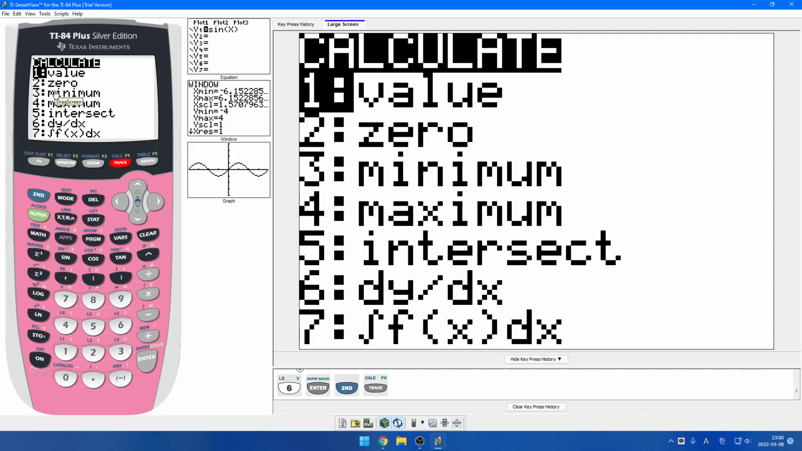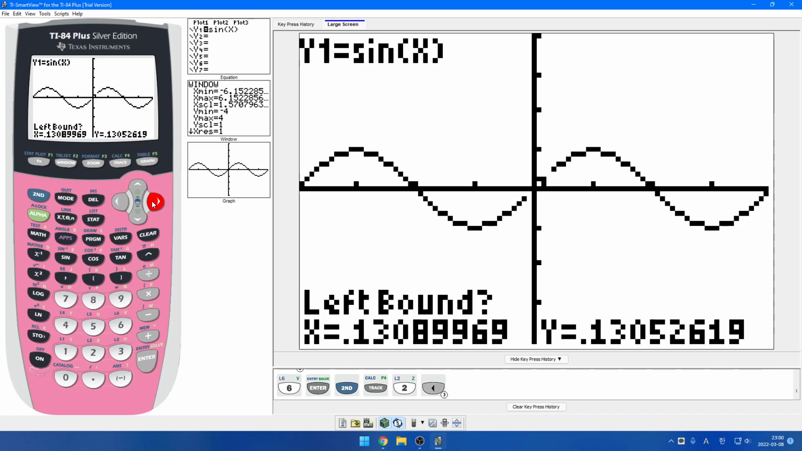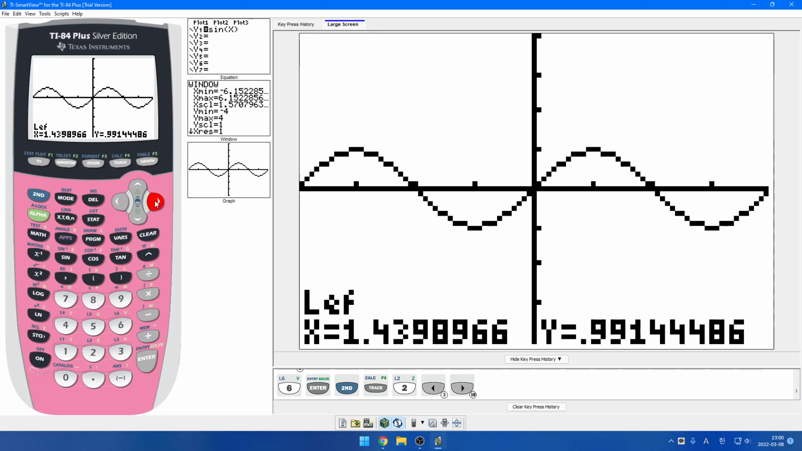Second calculate again, and then let's look at the zero. What the zero does is it finds the zeros of a function, or x-intercepts. Let's press 2, and now it asks, what is the left bound? Because there are multiple x-intercepts here, it's asking which x-intercept to look for. Let's try the next one here.